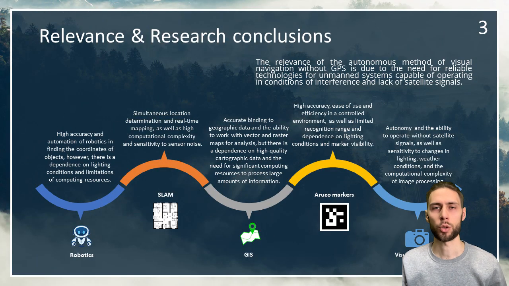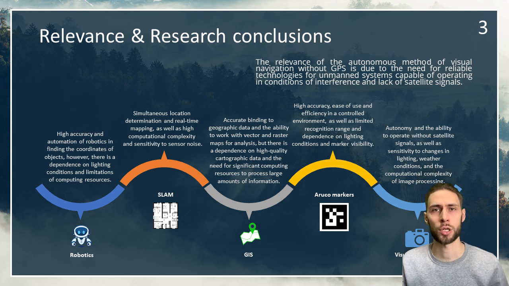The development of visual navigation methods without using GPS has become critically important in many industries. In robotics, a key problem is the accuracy of determining the coordinates of objects, which often depends on lighting conditions. SLAM and GIS methods have limitations due to high computational complexity and dependence on maps.